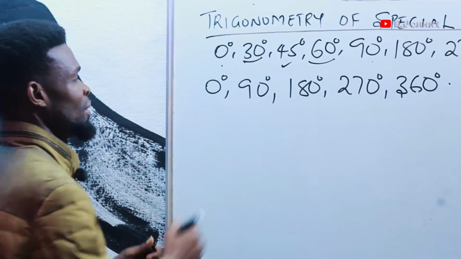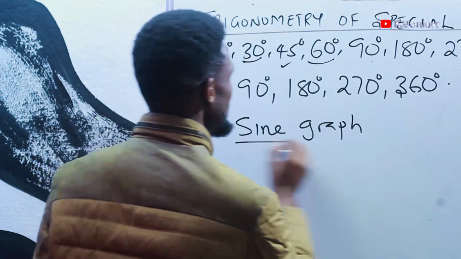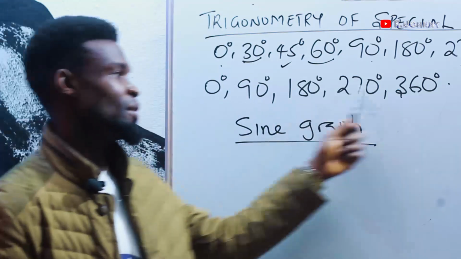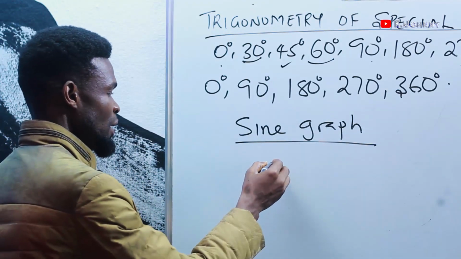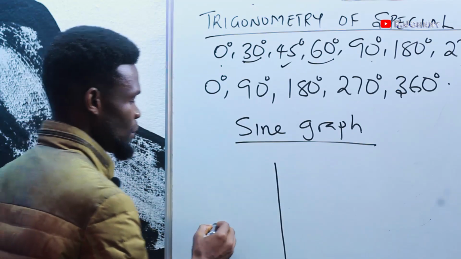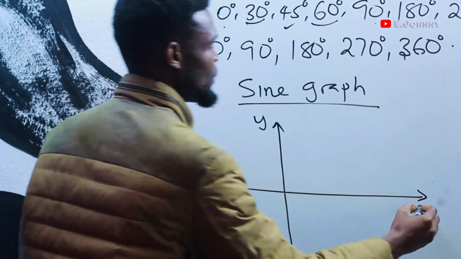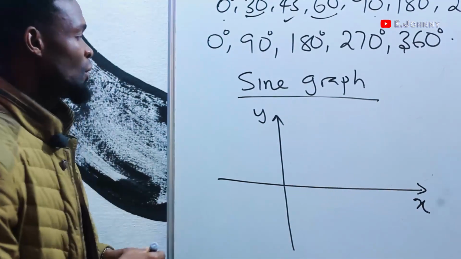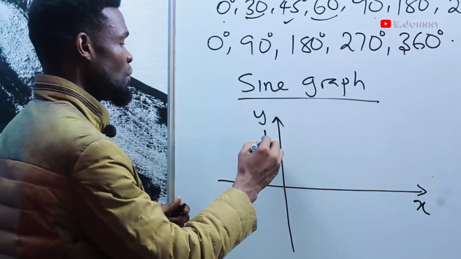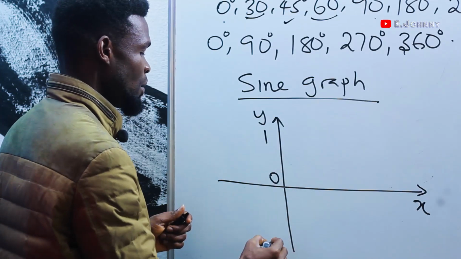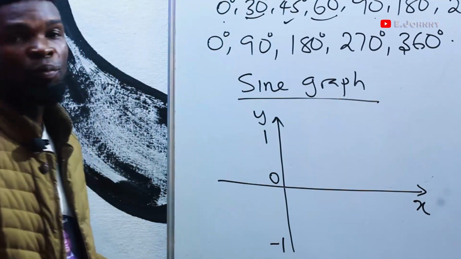So let's look at the sine graph. I can use the sine graph to remember these things without stressing myself too much. All I have to do is know that a sine graph is a graph of this nature. This is the y-axis and this is the x-axis. So the y-axis has just positive 1, 0, and minus 1. It's as simple as that.